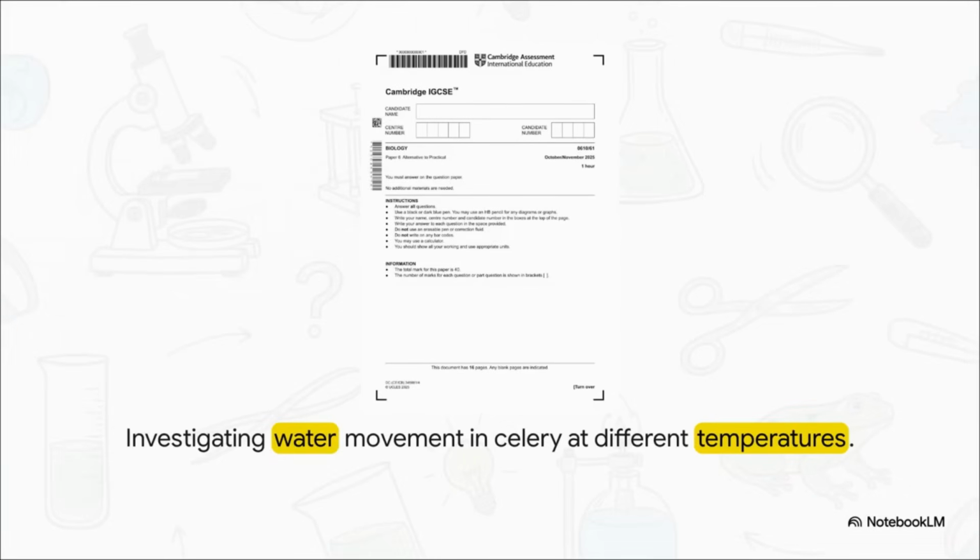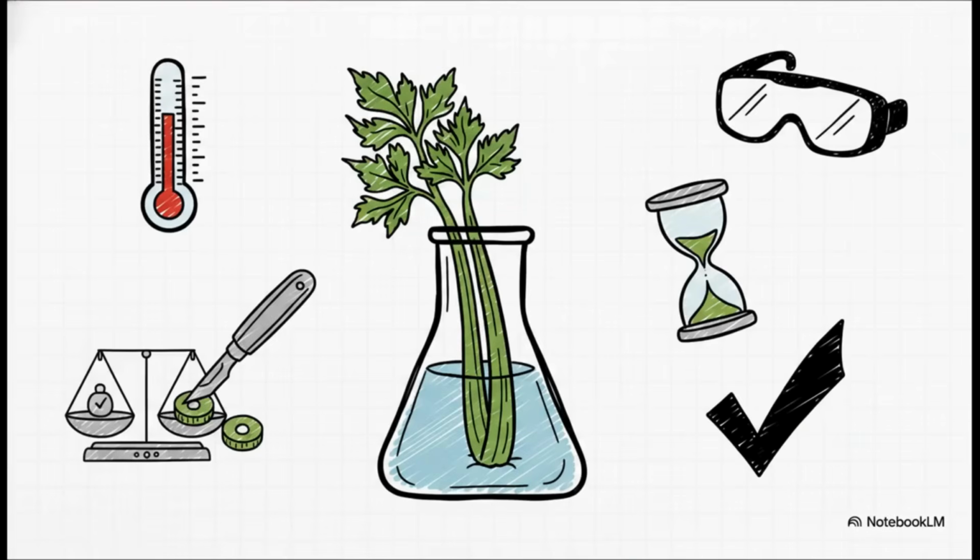Let's try a completely different scenario from another past paper. In this one, a student is investigating the movement of water, which happens to contain a blue dye, up celery stalks at different temperatures. They've got an ice-cold water bath and a warm water bath. They leave the celery in the dye and then cut 5mm sections to see how far the dye actually traveled. Now, even though this is plant biology and not yeast respiration, our 4-step framework still completely dominates the question. Let's break it down again.